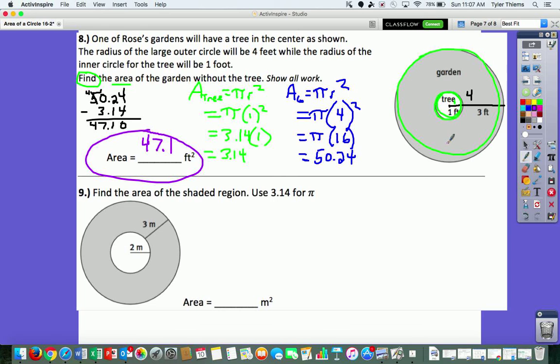Similar question in number 9. Guys, do number 9 on your own. Press pause and do number 9, and then complete all the rest of your work in your IXL before you leave today.